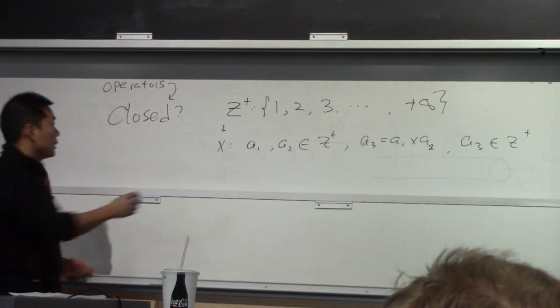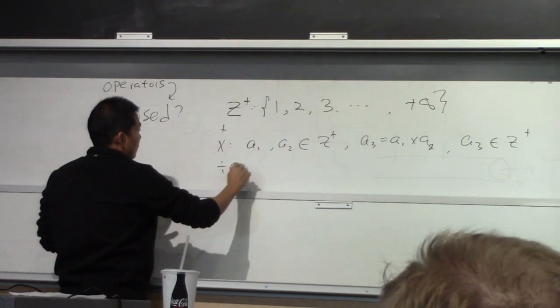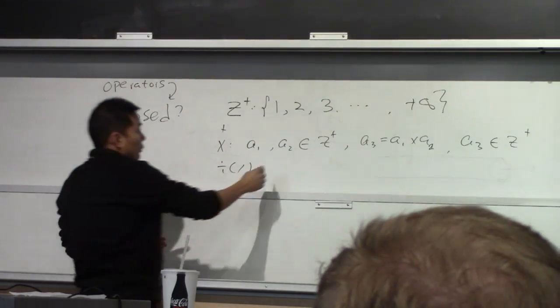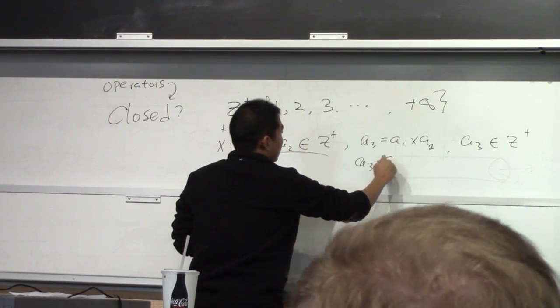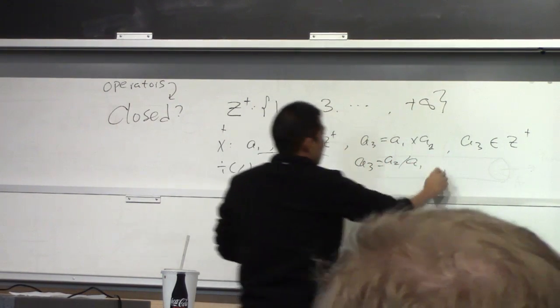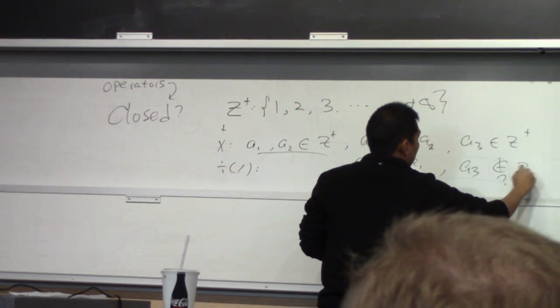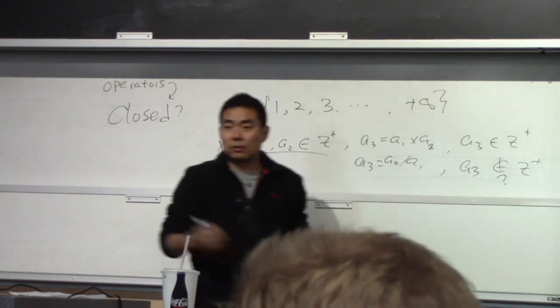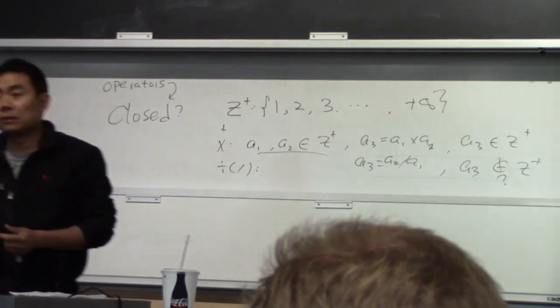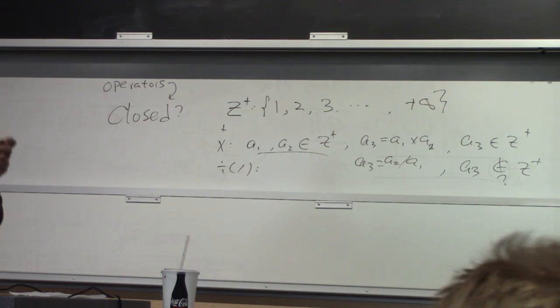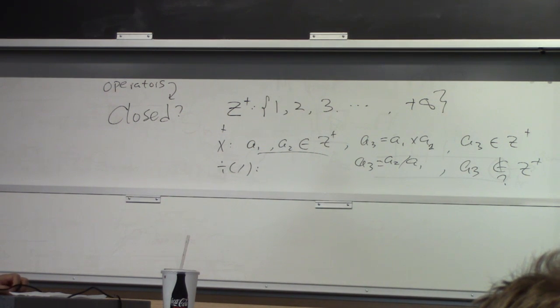But not for the operator of division. So if you define it this way, it's not guaranteed that the output is from the same field. So using this simple example, you understand the concept of an operator being closed with respect to a particular set.